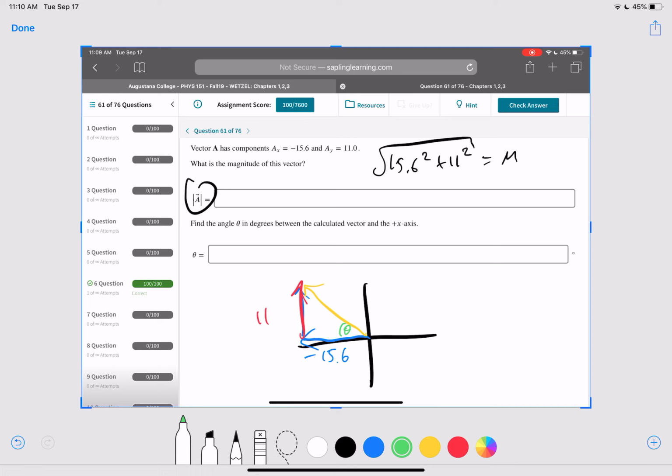We could do tangent. Tangent of this angle is equal to 11, opposite over adjacent, negative 15.6. Okay, theta is going to equal the arc tangent of negative 11 over 15.6. Okay, and that should give you the angle of that triangle. Okay, next.